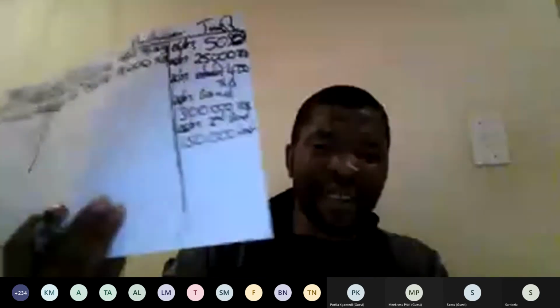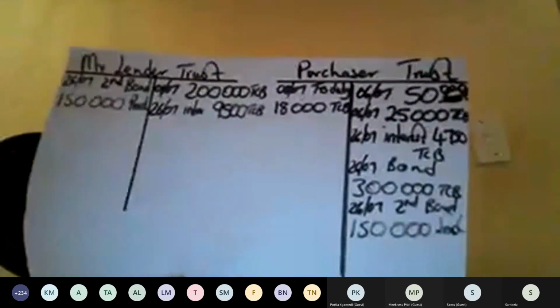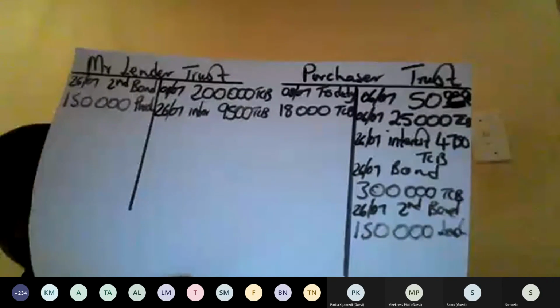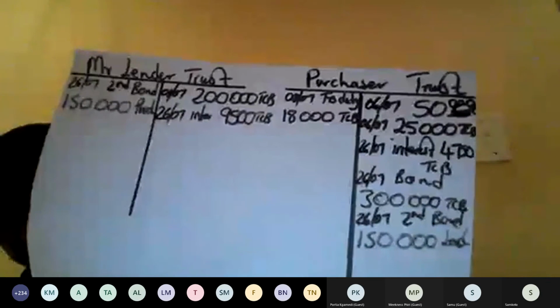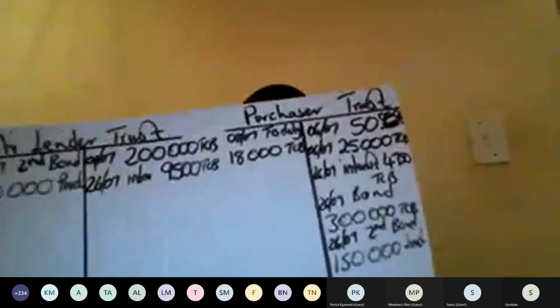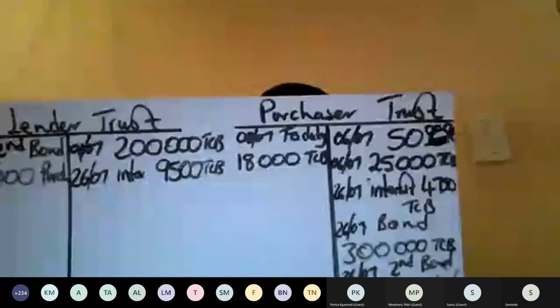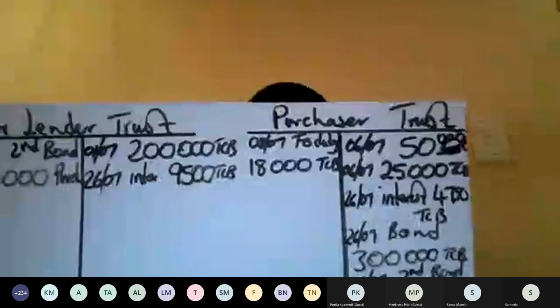150,000 rands from the lender. Now, you go to the purchaser's trust ledger account. On the credit side, you credit there 150,000 rands, after you have debited the lender's trust ledger account. Therefore, now that value is with the purchaser. That's all you do at step number 3.